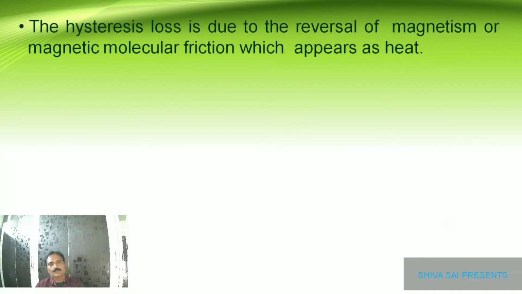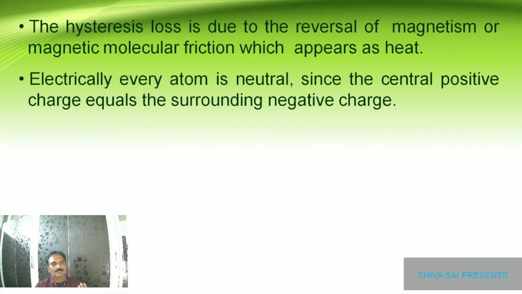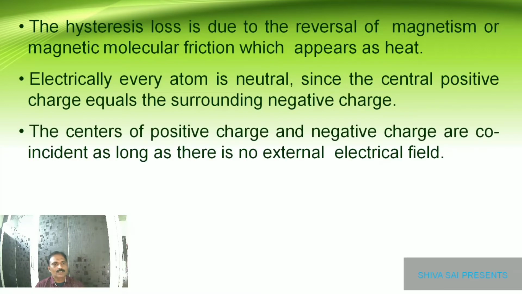In the case of magnetism, the hysteresis loss happens because of the reversals of magnetism. In the same way here also, we have the dielectric loss for this method of heating whenever the material is subjected to an alternating electric field.